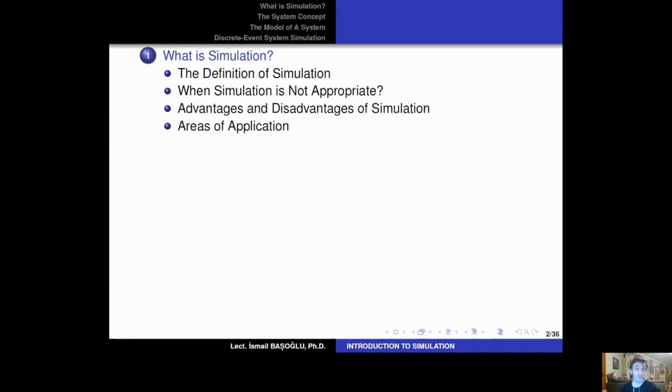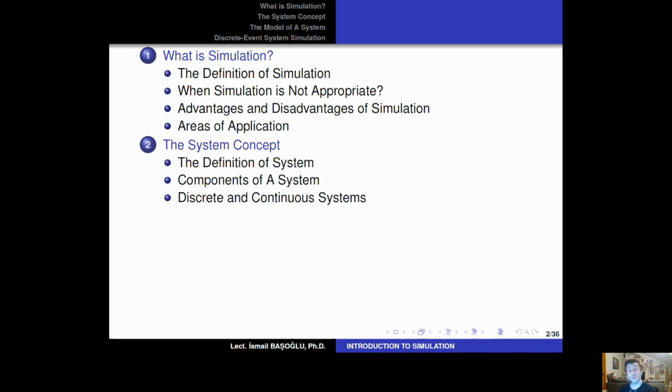First, we are going to define what simulation is. Then we will mention in which cases or in which type of problems simulation can be an appropriate tool to use and when simulation is not appropriate to use. Now, in literature, many scientists discussed that there are advantages and also disadvantages of using simulation for problem solving, and there are certain areas of application. Actually, there are too many, and we are just going to mention those.